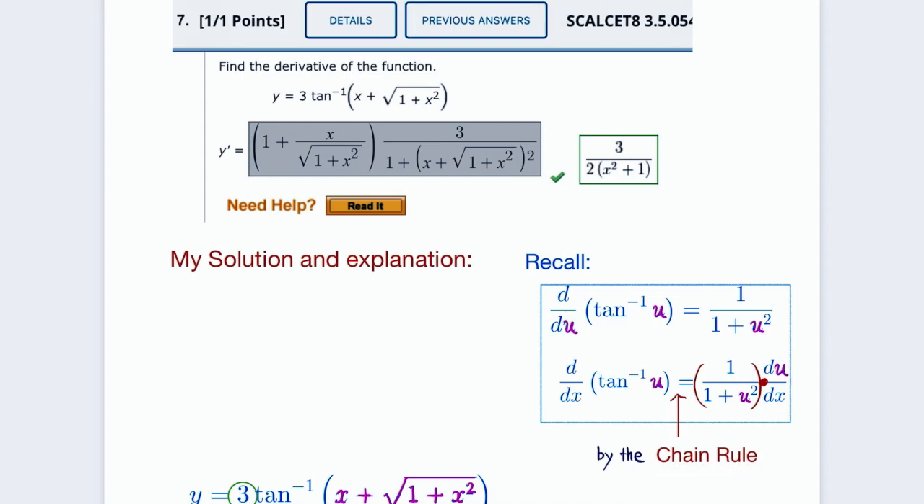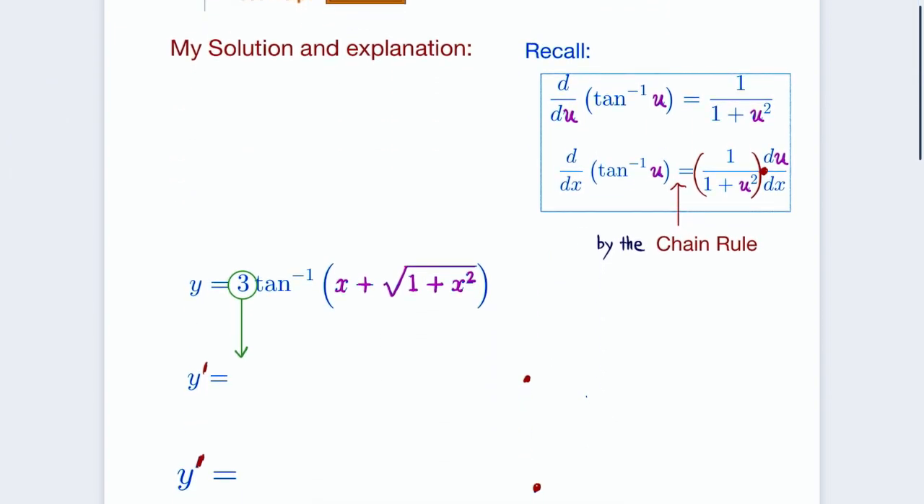Then you will take the derivative of the outer function, which you get 1 over 1 plus u squared, just like this one here. However, we have to multiply this by the derivative of the inner function. So we need to times the derivative of u with respect to x. So that was using the chain rule. Now go back to this problem here. We try to find the derivative of this function.